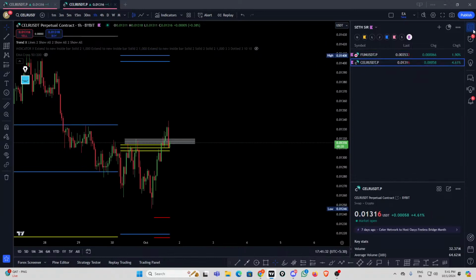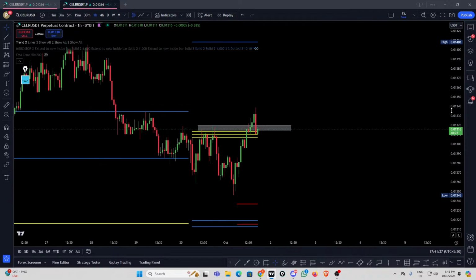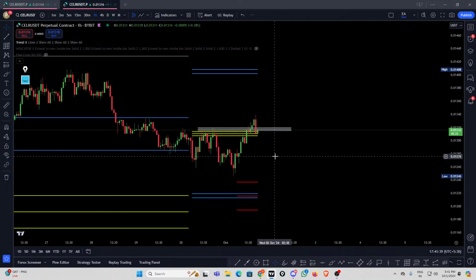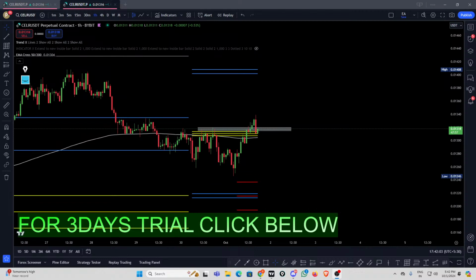Okay, so here this token CELR USDT, right? Here we got a breakout, but after that we got a big red candle, correct? Now I'll show you the 200 EMA. Just look, candles are above 200 EMA and above weekly and monthly Trend X, and weekly is super narrow. So now it's time to wait. Wait for a breakout. Once we see a breakout, then wait for a retest. Wait for a retest, and yes, we'll try this token.